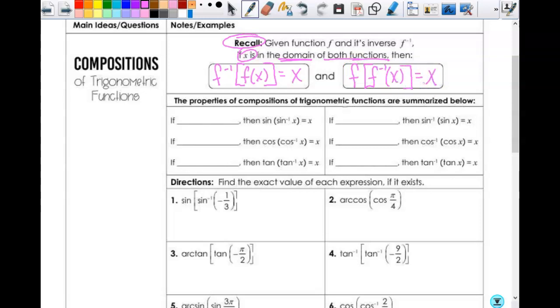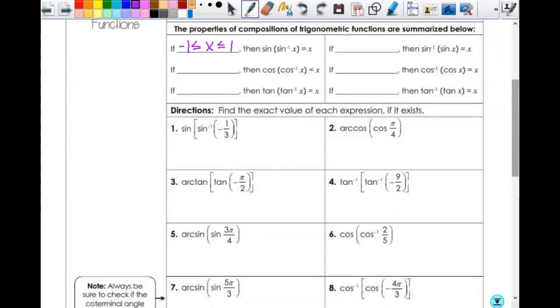As long as I don't have any domain restrictions, it's straight up easy. But we do have a lot of restrictions here, okay? So here are the properties of these. In order for this just to cancel each other out, so the sine of the sine inverse of x equals x, then that means the x value, when I'm taking the inverse, I can only take the inverse of a ratio, it has to be between -1 and 1. Same thing for cosine. Tangent, it can be between -infinity and infinity.